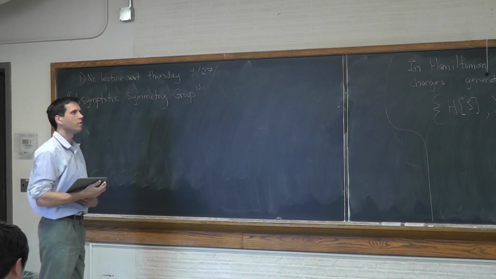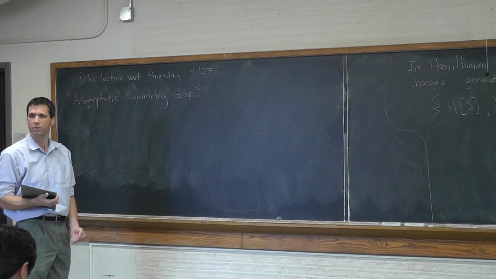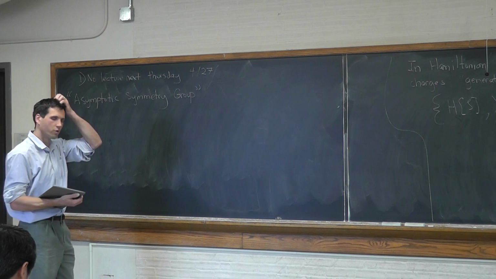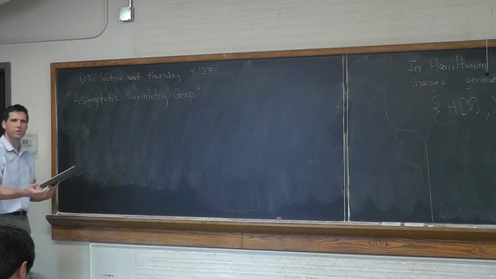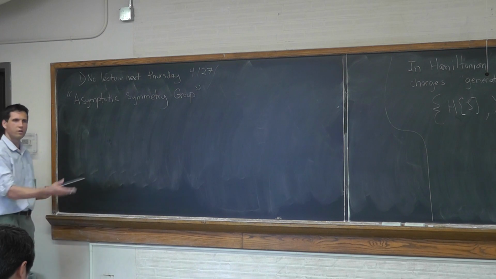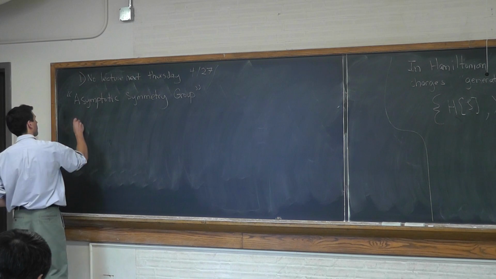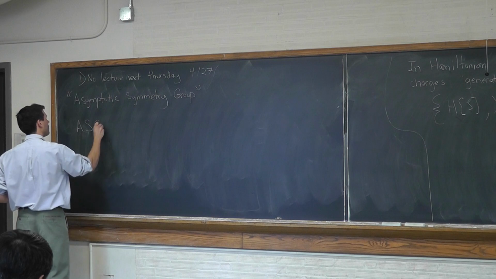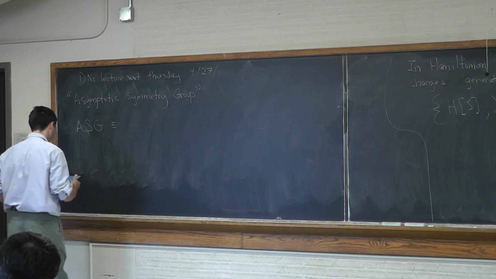So this algebra that you get defines the asymptotic symmetry group. You have to exponentiate to get the group, but you can think of this as defining the infinitesimal parts of the group. So that's another way that some people write this.